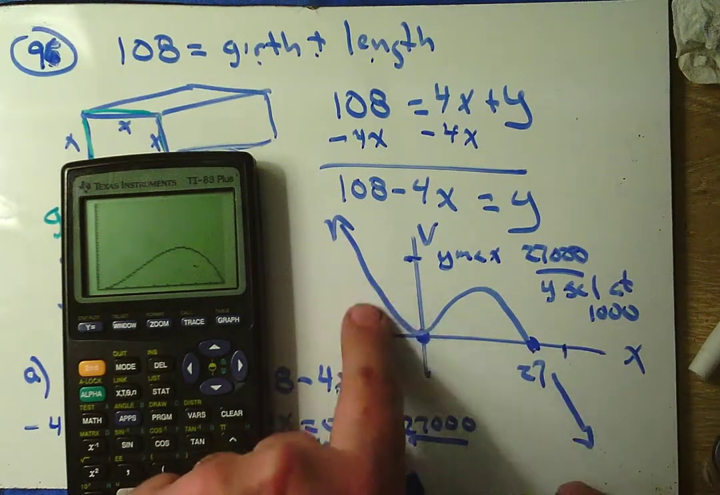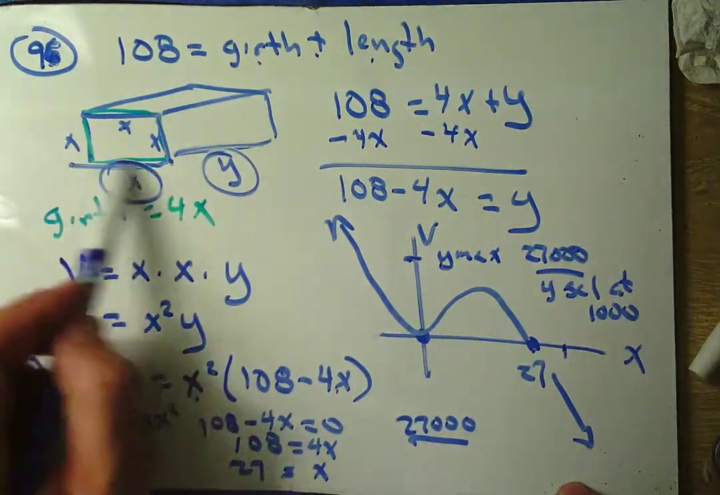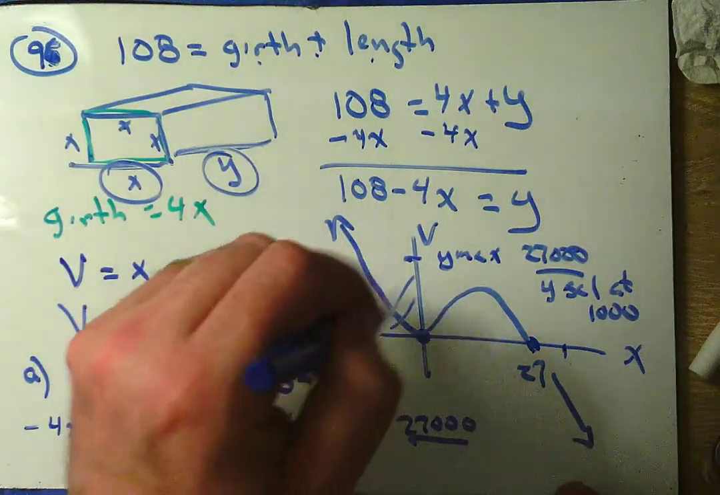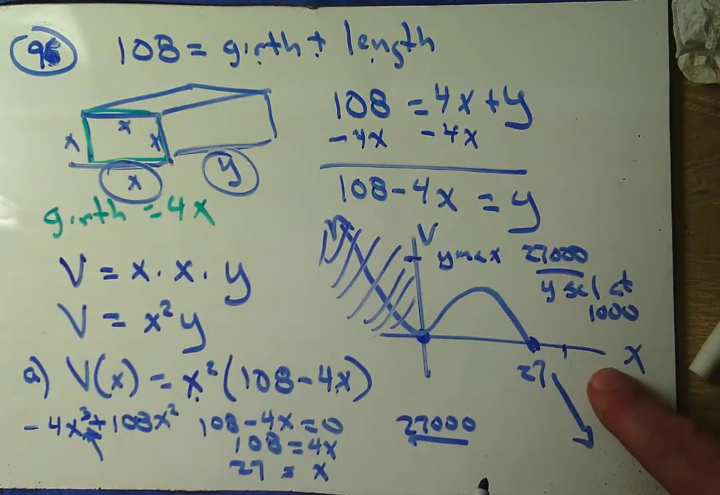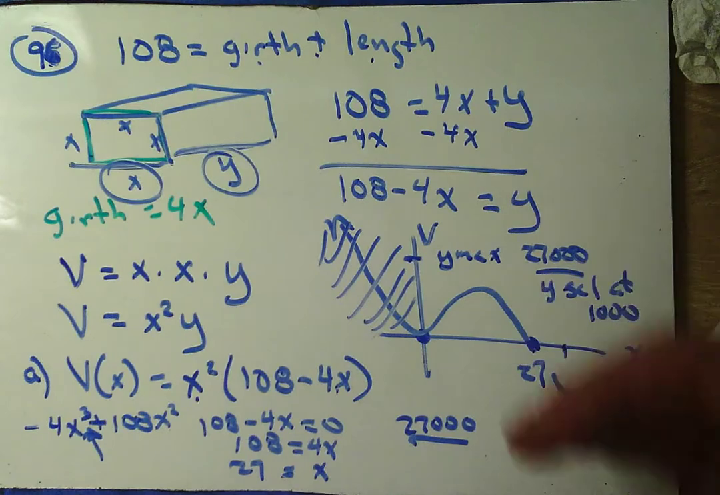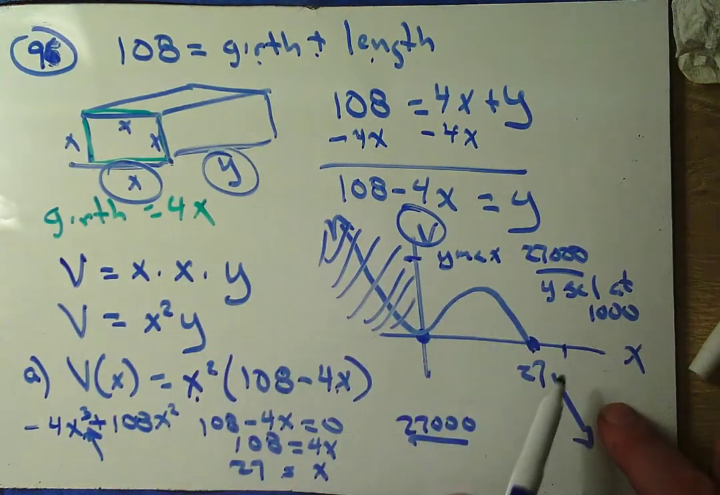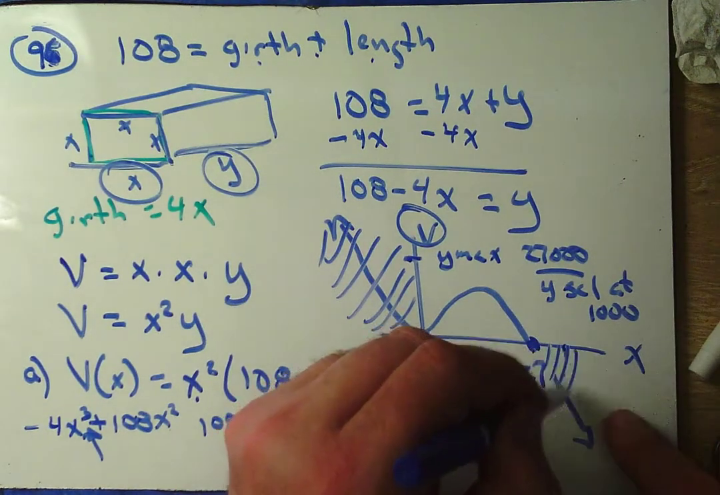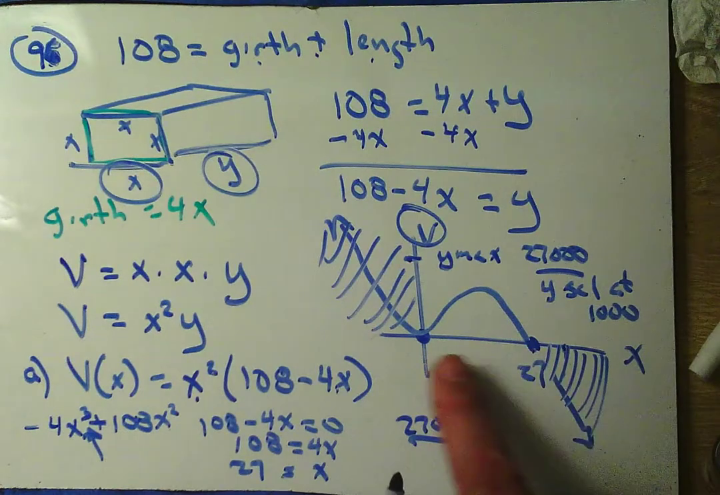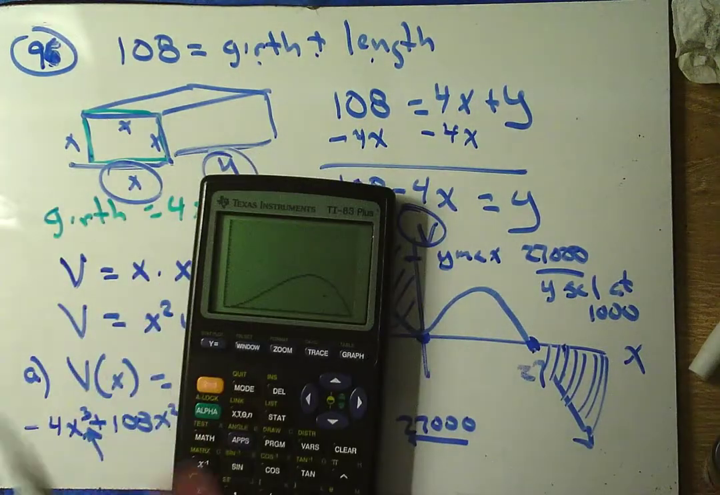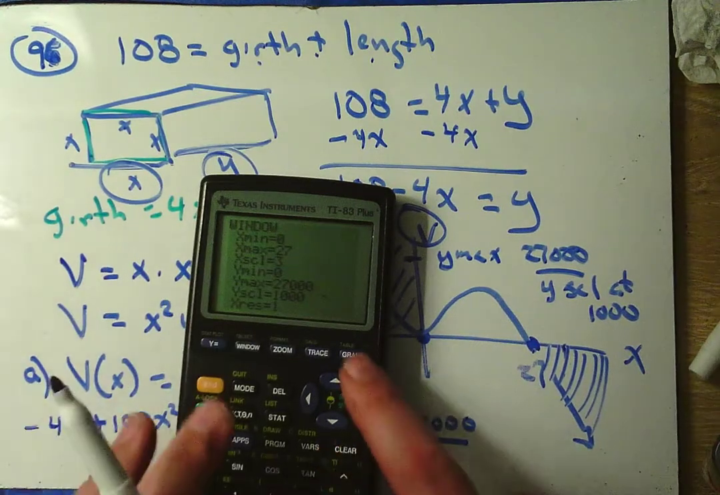Why don't I care about over here in negative x land? Can I have a negative side length to my box? No, so I throw all of that away. Can I have a negative volume for my box? Any numbers below this x-axis, those are volumes, and so volumes are going to be negative here. I can't have a negative volume for my box. So my domain really only goes from 0 to 27, and that's why I set my x min to 0 and my x max to 27.